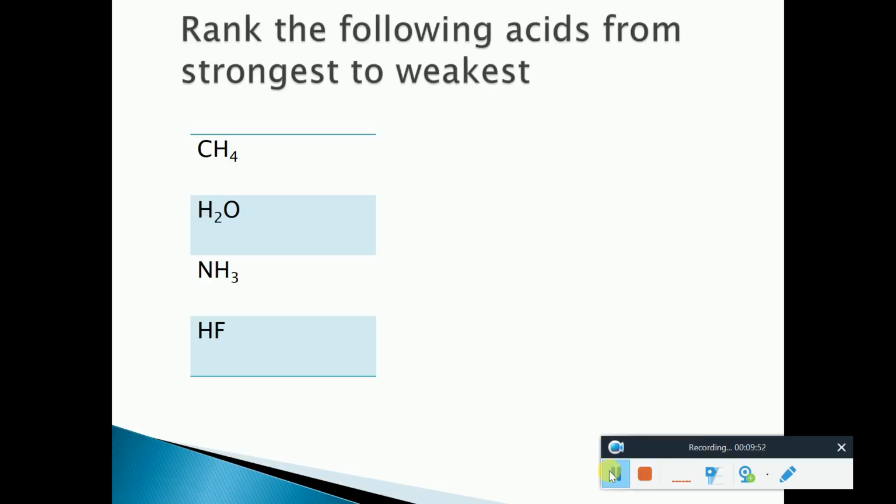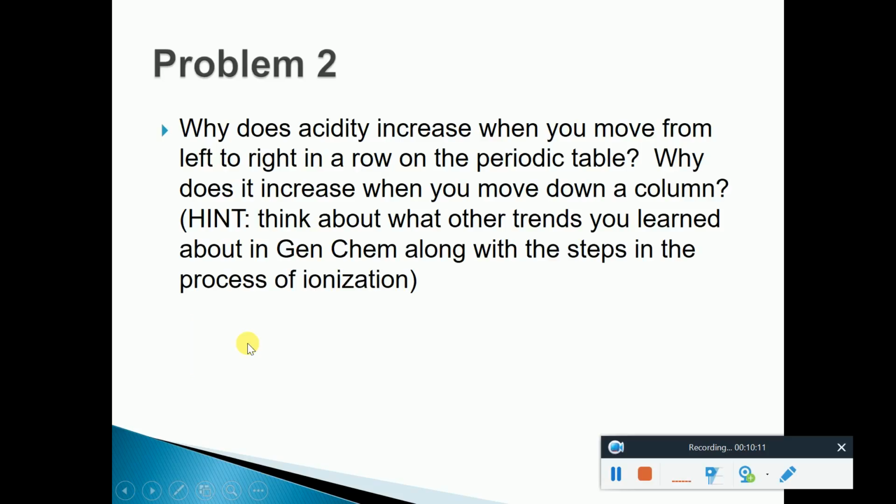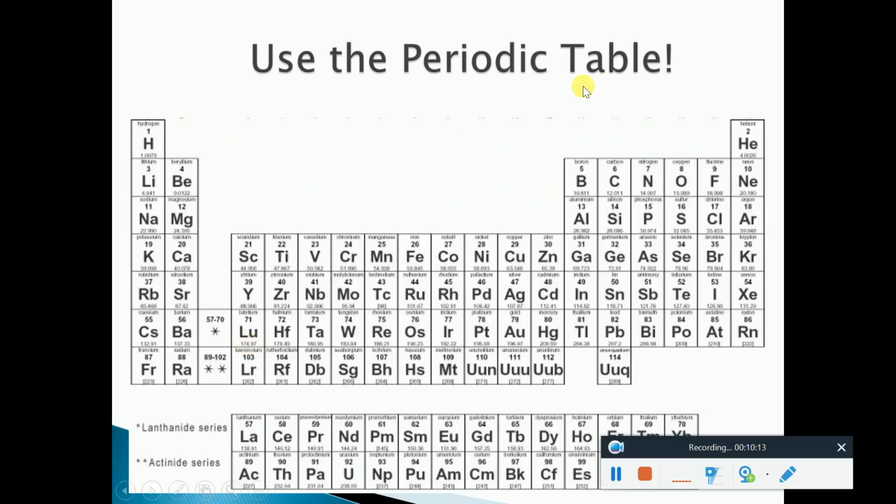So now let's just quickly compare these. You'll notice that we're looking at the element effect because all of these hydrogens are directly attached to one atom. So we're comparing carbon, oxygen, nitrogen, and fluorine. Well, let's go back to the periodic table. So we're comparing carbon, nitrogen, oxygen, and fluorine.